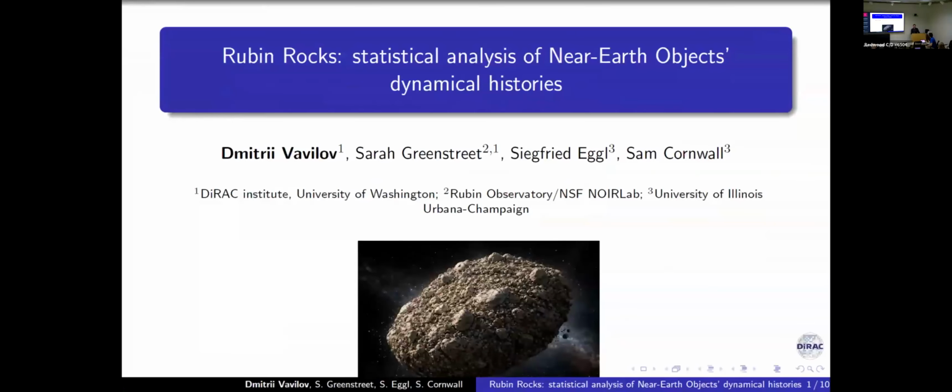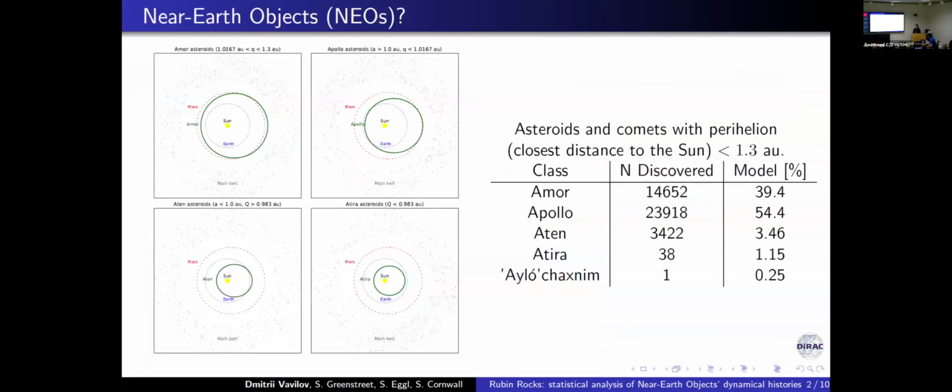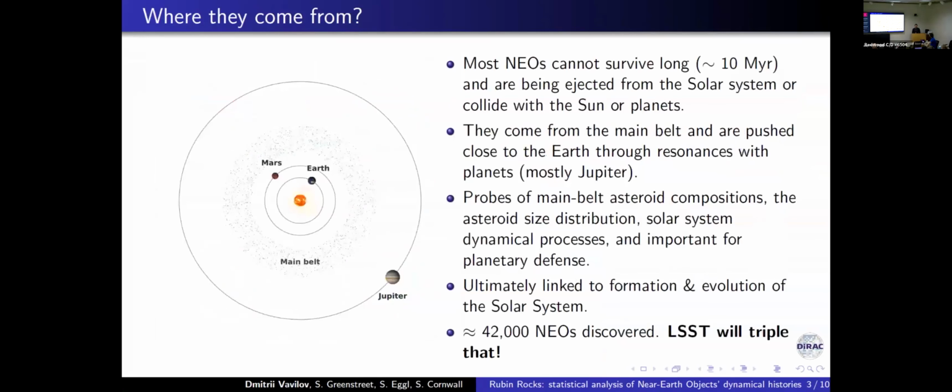Hi everybody, I'm Dmitry. I'm a postdoc at the University of Washington. I'm glad to present our project, Rubin Rocks: statistical analysis of near-Earth objects' dynamical histories. I'm going to skip this slide about what near-Earth objects are to save some time. The thing is that near-Earth objects cannot stay long on their orbits. In general, within 10 to 100 million years, something happens to them. They are either ejected from the solar system or hit the Sun, maybe some planets. But our solar system has existed for more than 4 billion years, and we still see them, so that means there must be some source of them.